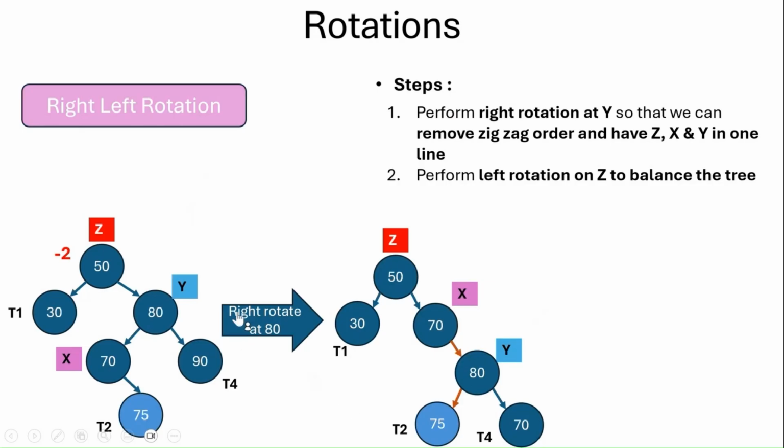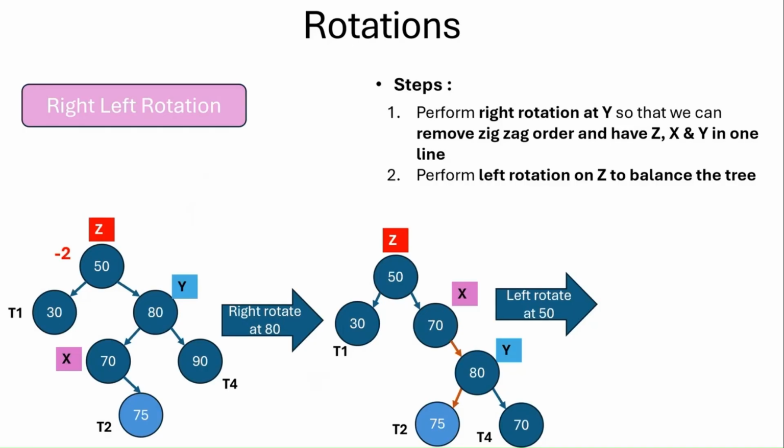So basically it is the right rotation logic which we understood in the previous slides, but the right rotation is at Y, not on Z. And now because of that, we broke the zigzag structure. Now the tree is right-heavy. And we know that a right situation can be solved using left rotation at Z. So we do the left rotation at Z.